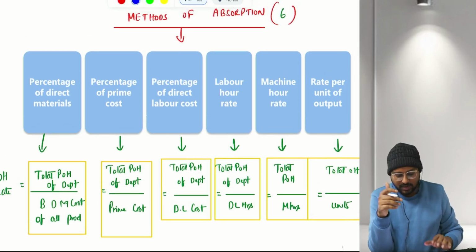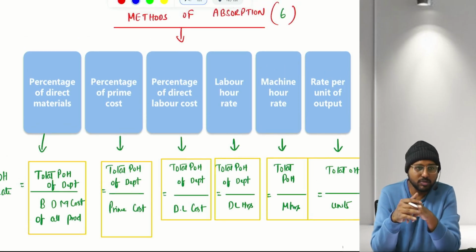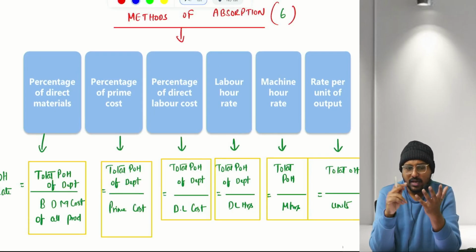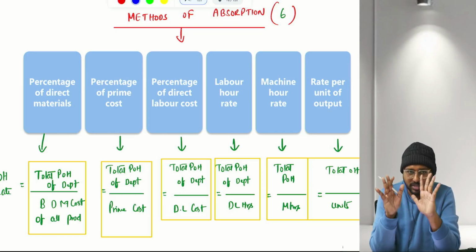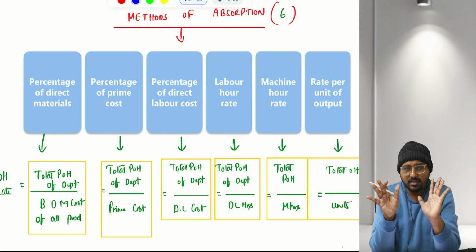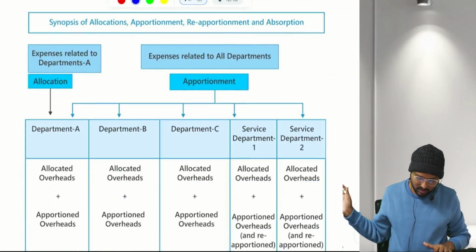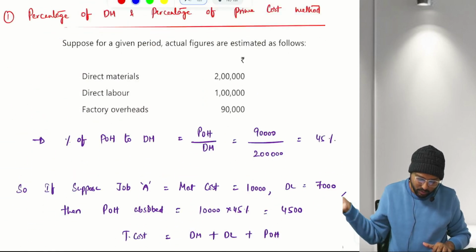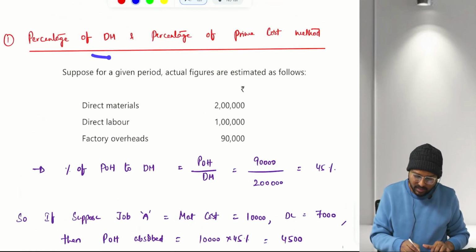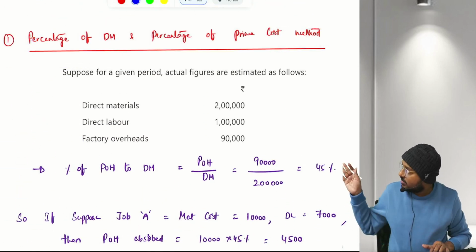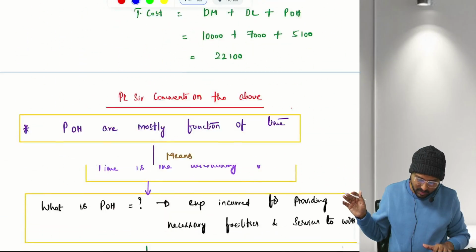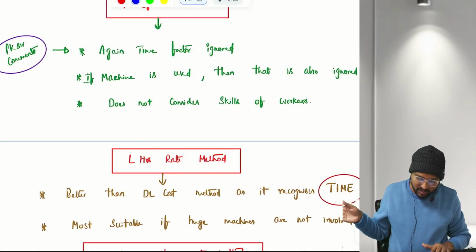But right now, what you have to understand is when it comes to methods of absorption, we have totally how many methods? 6 different methods. What are they? Direct material, direct labor, prime cost, machine hours, labor hours, and units. Important are labor hours and machine hours. Are you able to get me? Yes. Right. For that, we have seen all the reasons as well. Here I've explained to you one by one, all the methods. Here it is, the direct material method, as well as the prime cost method. Correct? I've explained the reasons.